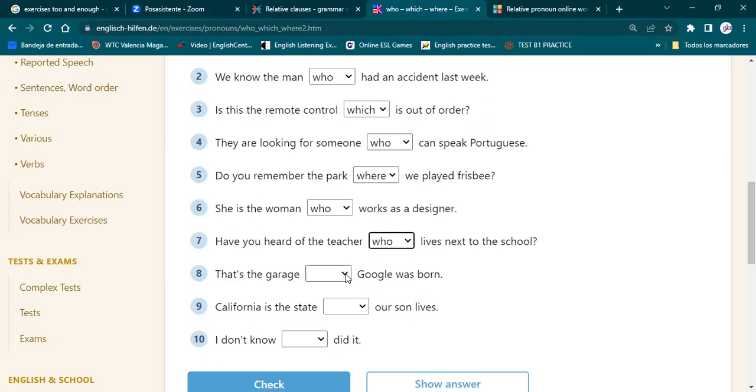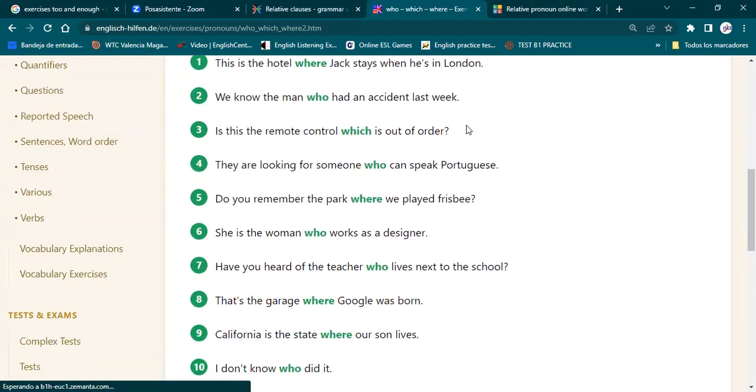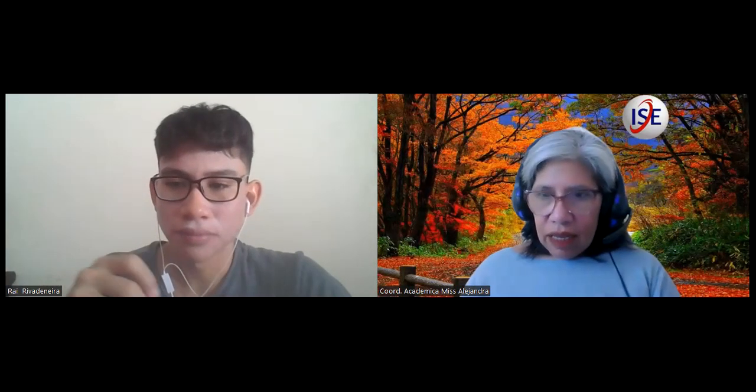That's the garage where Google was born. California is the state where our son lives. And finally, I don't know who did it. Okay. 10 out of 10. Good. So it is 10:10.